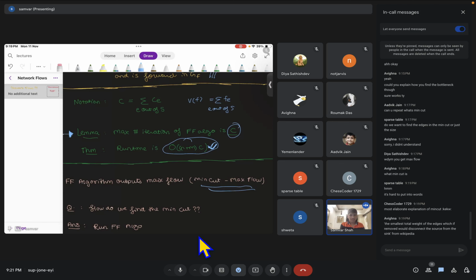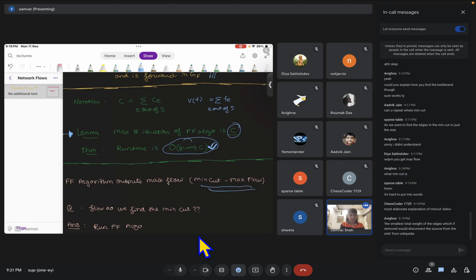Okay, if the Wikipedia definition makes more sense, yeah, it does make more sense because it's Wikipedia. So, okay, I'm going to say the definition aloud. The smallest total weight of the edges which, if removed, disconnects the source from the sink, which means, in the words I was saying, you want to find that partition or that cut such that it is minimized and source and sink are in disjoint sets. Does that make sense? And a corollary is that when you do this min cut, you get a max flow.